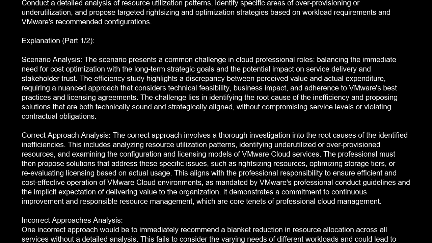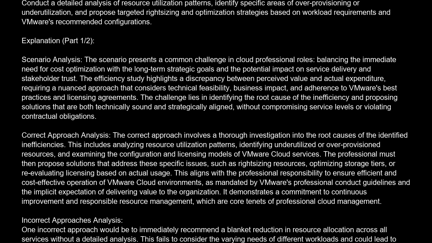Explanation: scenario analysis. The scenario presents a common challenge in cloud professional roles, balancing the immediate need for cost optimization with the long-term strategic goals and the potential impact on service delivery and stakeholder trust. The efficiency study highlights a discrepancy between perceived value and actual expenditure, requiring a nuanced approach that considers technical feasibility, business impact, and adherence to VMware's best practices and licensing agreements. The challenge lies in identifying the root cause of the inefficiency and proposing solutions that are both technically sound and strategically aligned, without compromising service levels or violating contractual obligations.